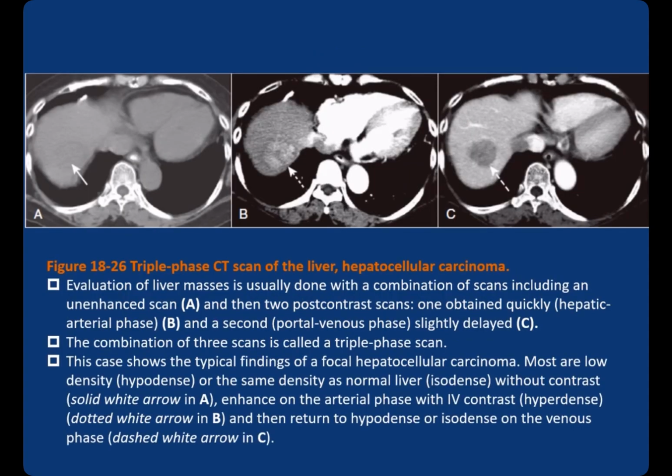Here is an example of a triple phase CT scan of the liver. Image A is the unenhanced image. We can see the mass located in the liver. Image B is the artery phase, and we can see the enhancement of the tumor. Image C is the portal venous phase, and we can see the flush out phenomenon of the tumor. The combination of these 3 scans is called the triple phase scan.